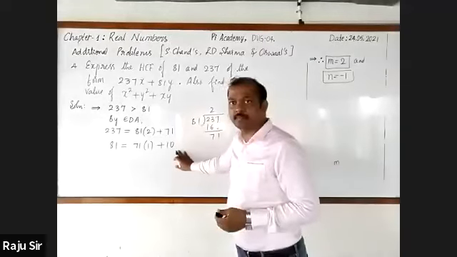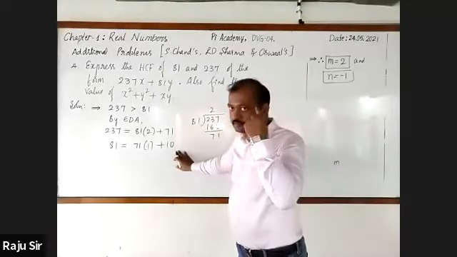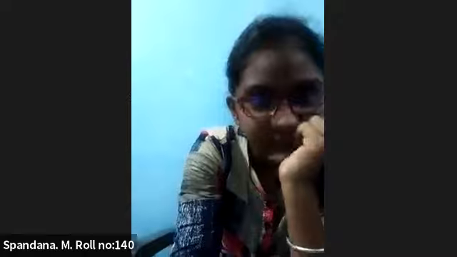Have you written the same? Yes, sir. Okay. Now, sir, again, 81 minus 162 is equal to 5, sir.